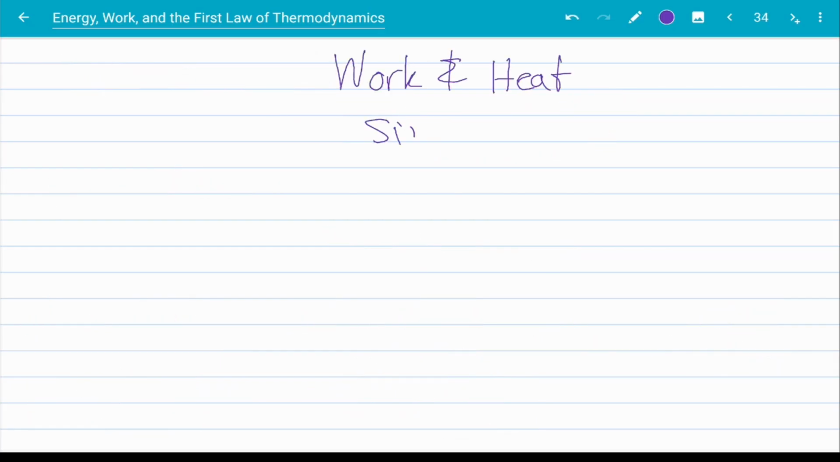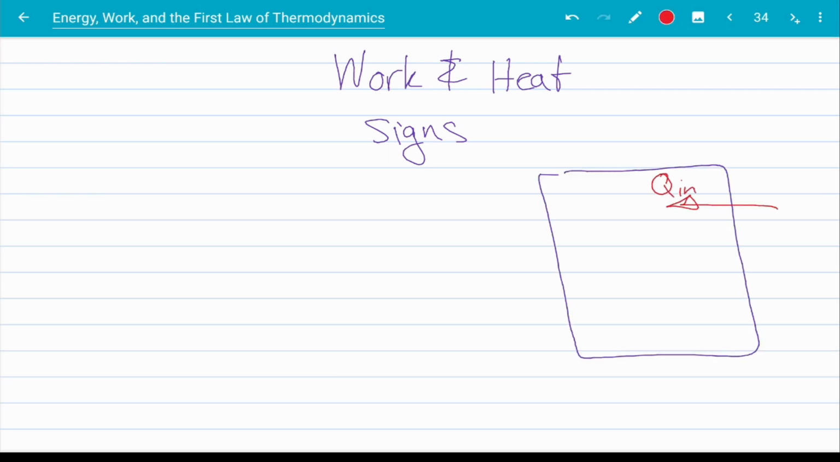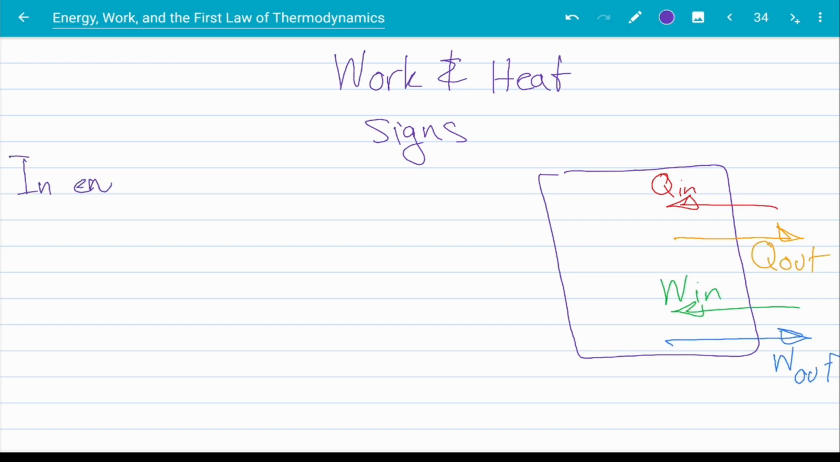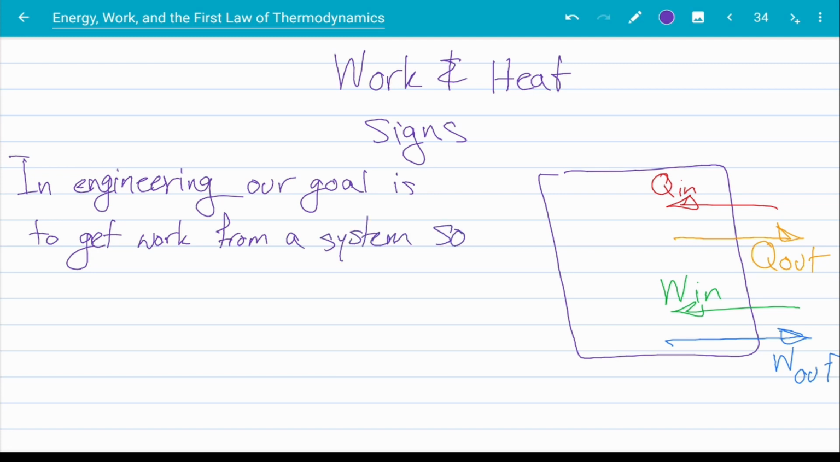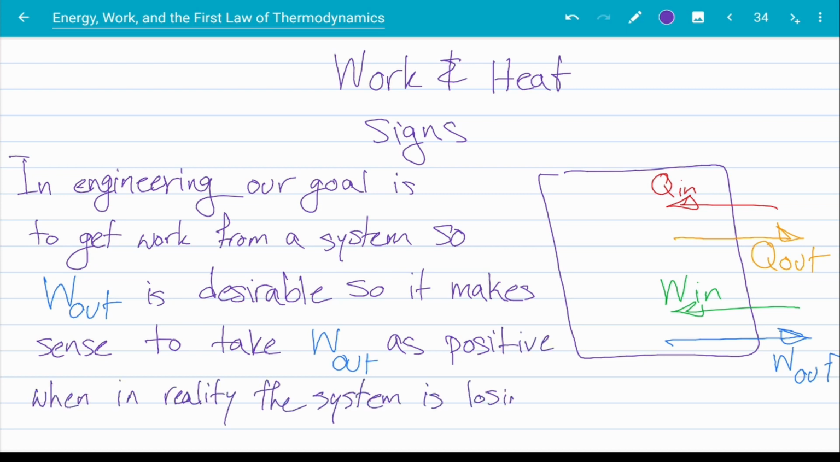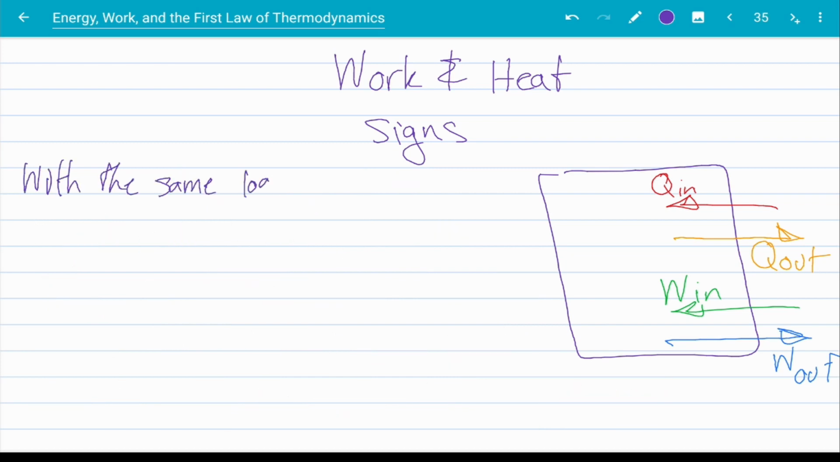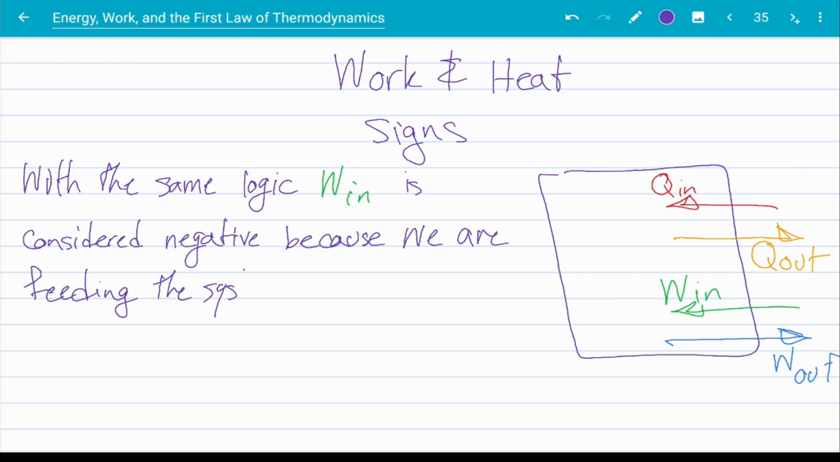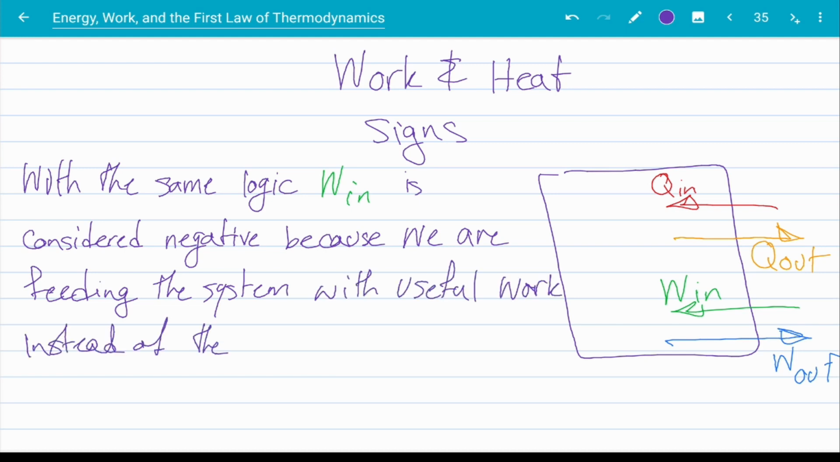Okay, we defined the Q net and W net a few pages back, and using that definition is definitely okay. However, in engineering, we nearly always try to produce work or power from our systems, right? So it makes sense that work out or work done by the system is desirable for us, and so we treat it as a positive parameter, despite the fact that it clearly reduces the energy of the system. And of course, W in, which is the work done on the system, is not desirable for us because the system is consuming useful work instead of producing any. So it's a negative parameter for us, despite the fact that it's increasing the total energy of our system.